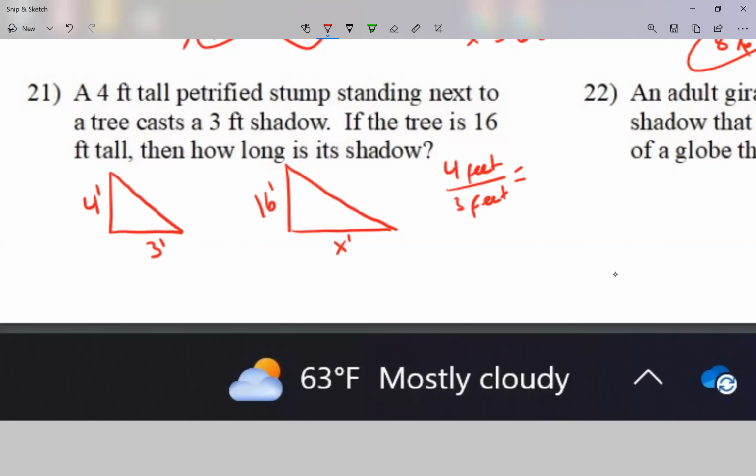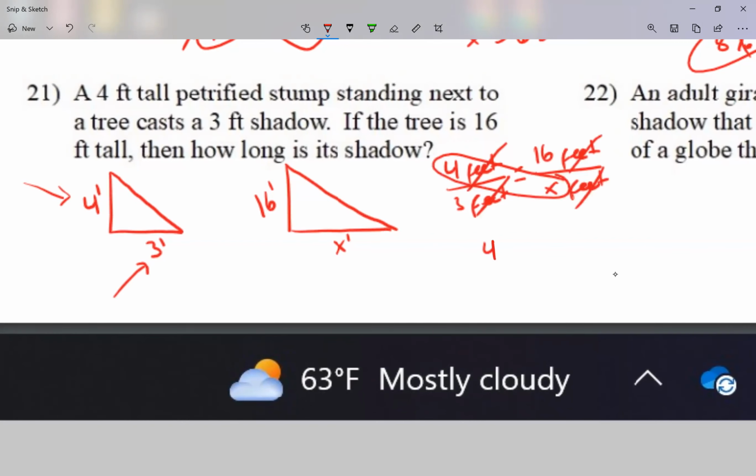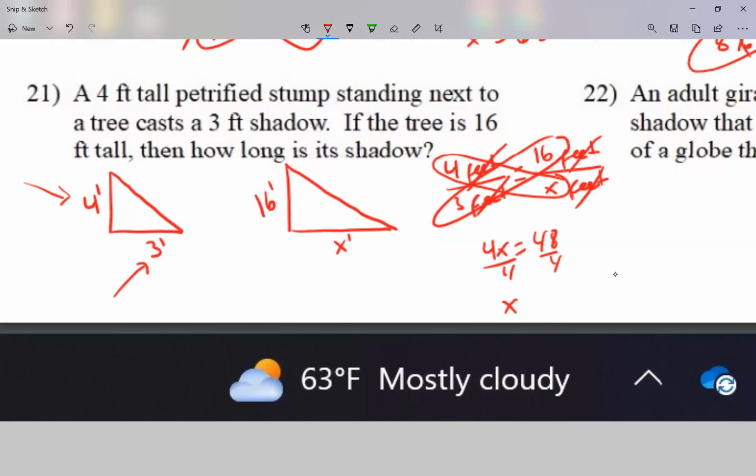If you notice, I went height over shadow. So based on the other triangle, let me go 16 feet over X feet, height over shadow. Now my measurements of feet cancel all the way across. Let me cross multiply. 4 times X is 4X. 16 times 3 is 48. Let me divide both sides by 4. 48 divided by 4 is 12. So the shadow of the tree is going to be 12 feet.